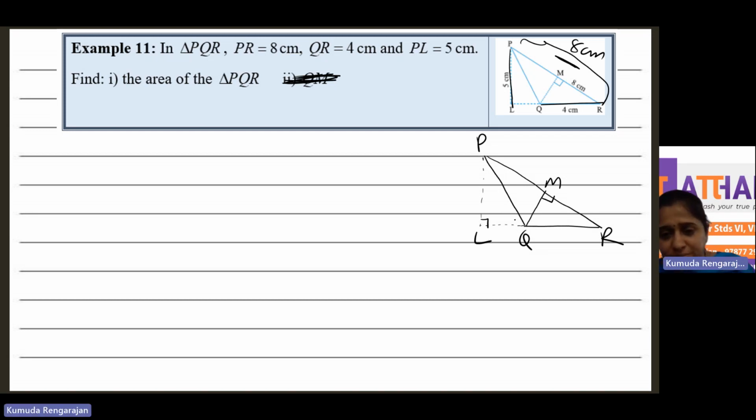And the altitude for the side PQ should come from R. It's again an obtuse angle, so it will not fall inside the triangle. If you draw the altitude, it will come outside the triangle. For an obtuse triangle, two altitudes will be outside the triangle. Only one will be inside the triangle.